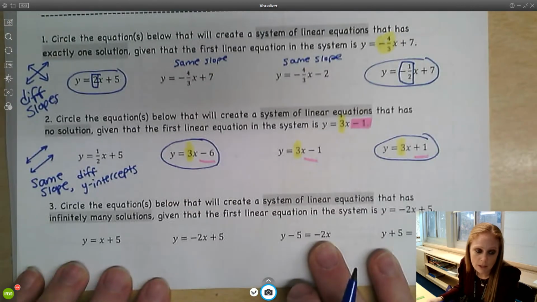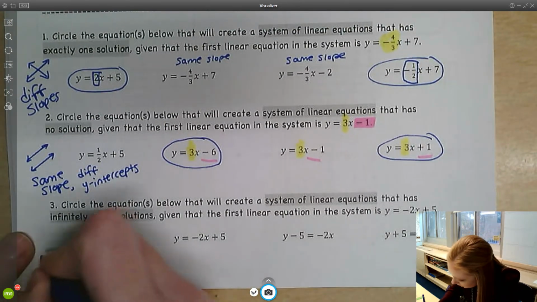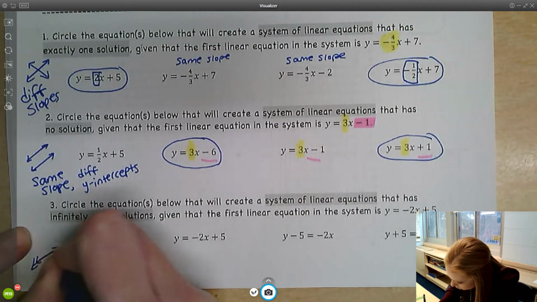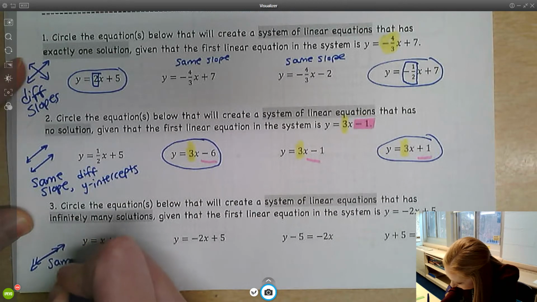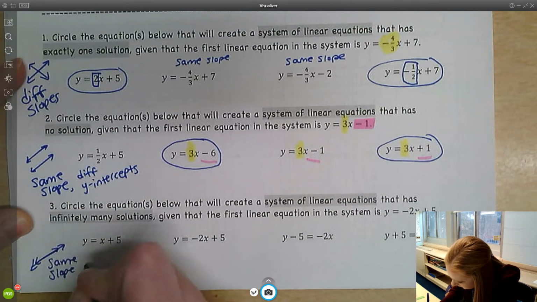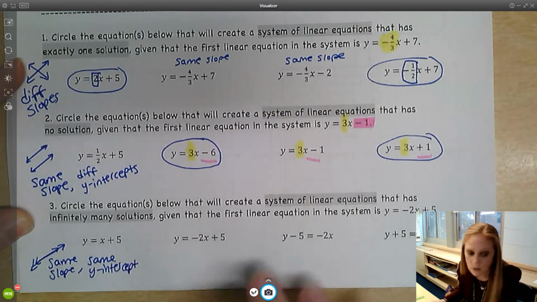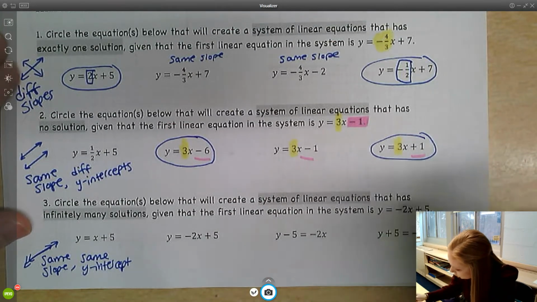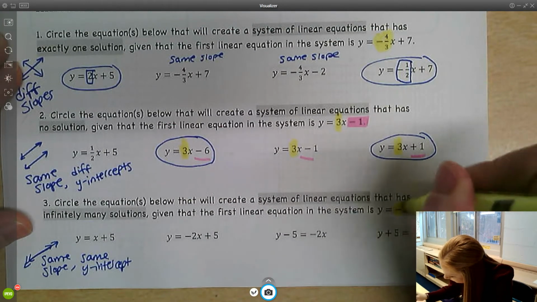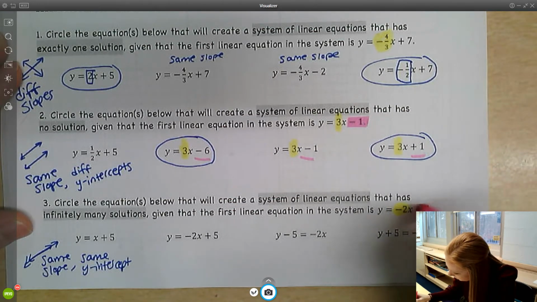Okay, and then we have infinitely many solutions. Infinitely many solutions is when you have the exact same line and you end up having two lines on top of each other. So they have the same of everything. Same slope, same y-intercept. Okay, so let's see. Our slope has to be -2. And our y-intercept has to be 5. We have to find the same line.